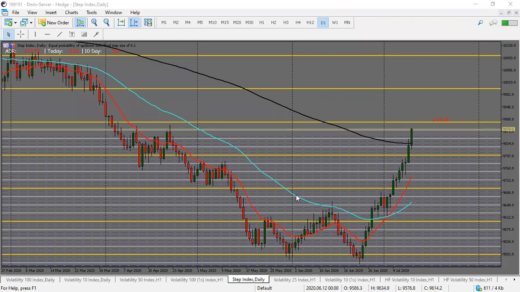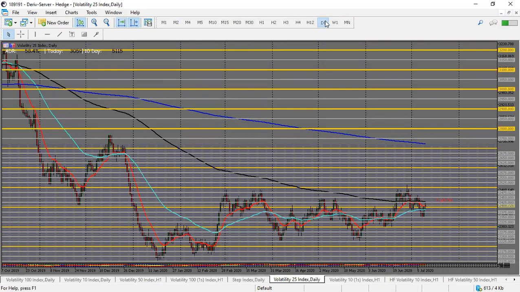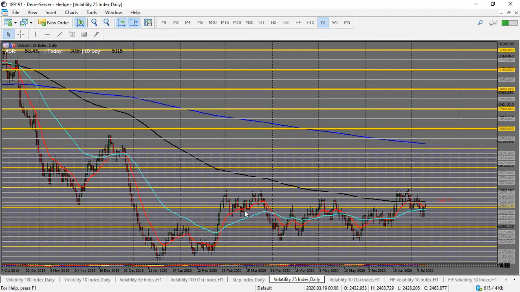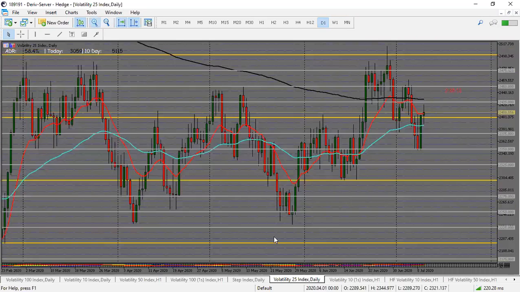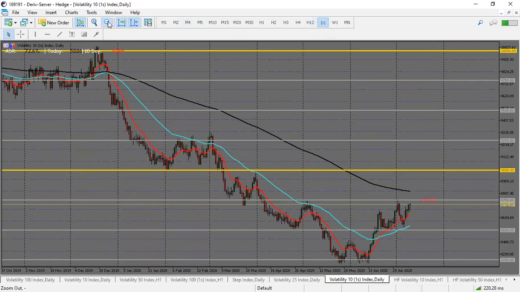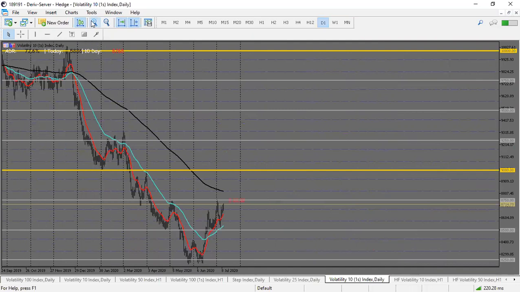So you can see the templates are not fully finished because I update depending with where the price is. So I keep on updating over time. But I'm just trying to show you how accurate they are and how price respects these quarter points.